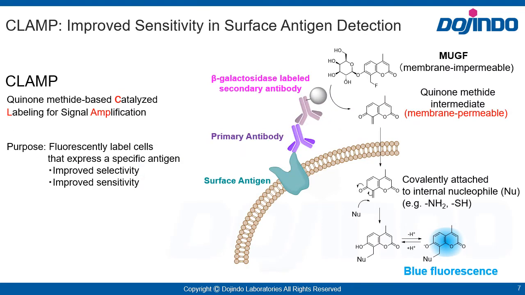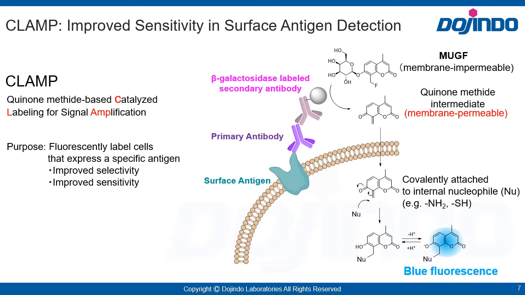And now, let's have an overview of the clamp method. The purpose of the clamp method is to enable highly selective and highly sensitive fluorescent labeling of cells with specific cell surface antigens. This technique involves a primary antibody designed for a particular cell surface protein, a beta-galactosidase labeled secondary antibody, and Mugf, a fluorescent substrate for beta-galactosidase.